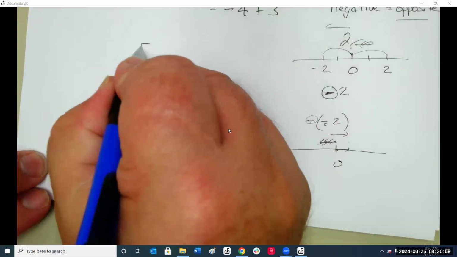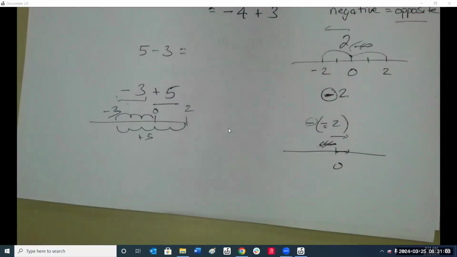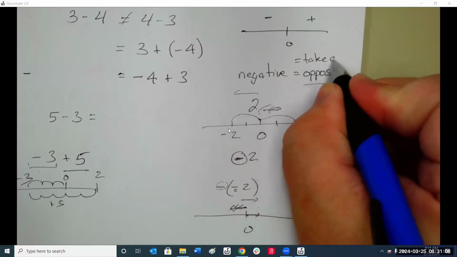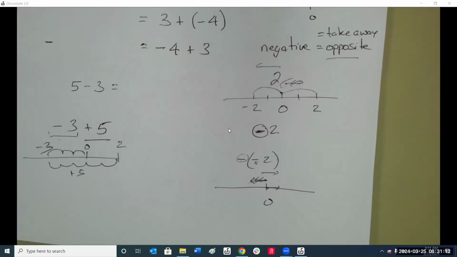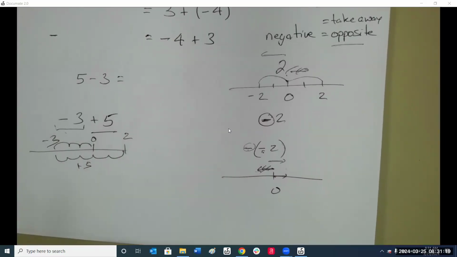It's not going to be much difficult doing this, simply because now negative means take away. That's not going to be any problem at all. You have 5 apples, you take away 3. How many do you have left? You have 2. The problem comes when you move the negative in front.